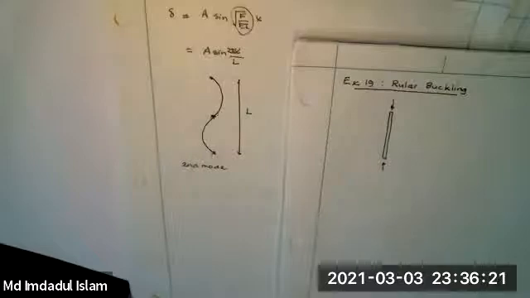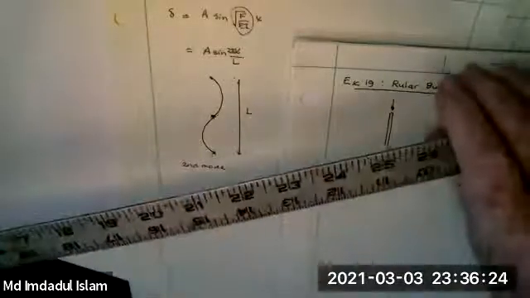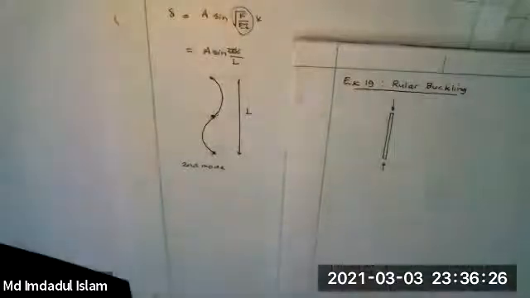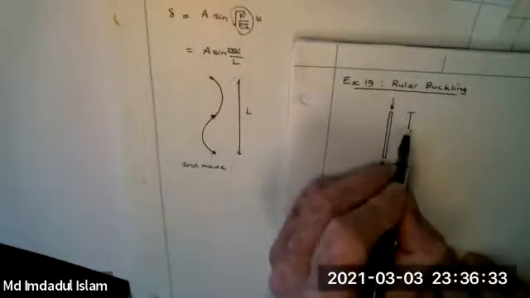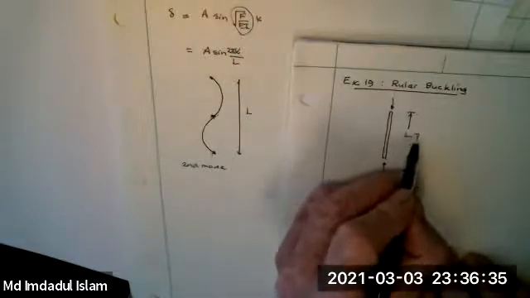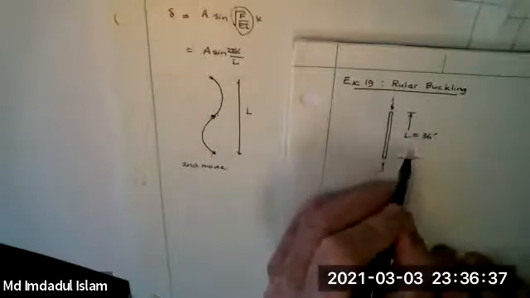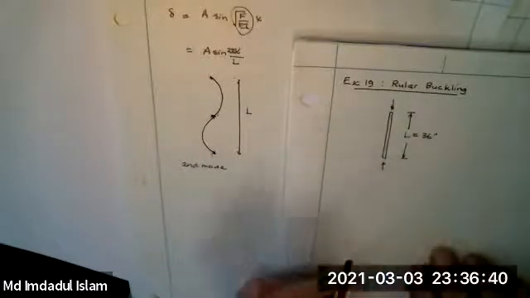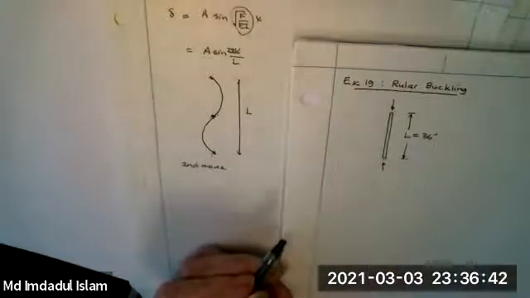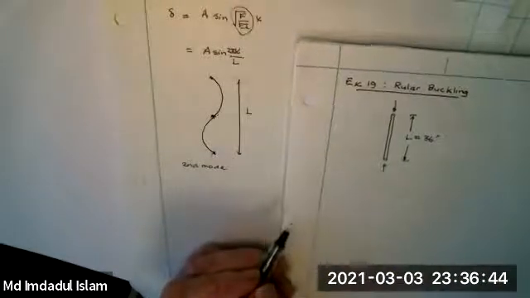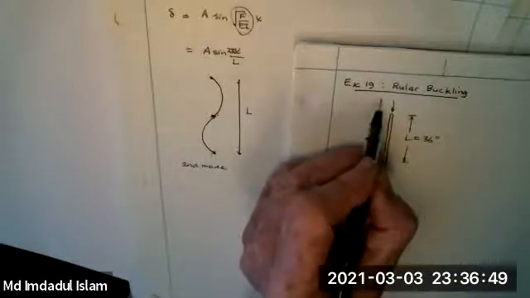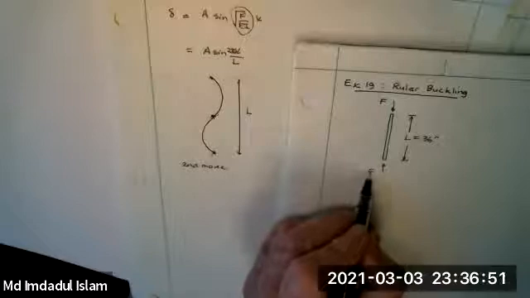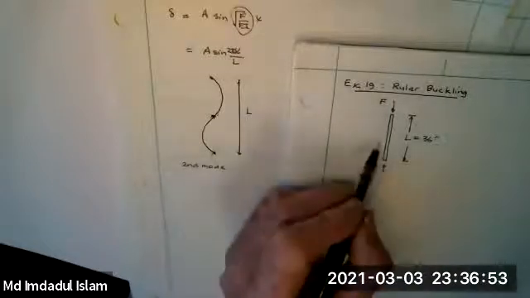So I brought with me a long ruler. This is 3 feet long. We want this in inches because E is going to be pounds per square inch and I is going to be inches to the fourth. So it has to be in inches, not feet. This is steel.